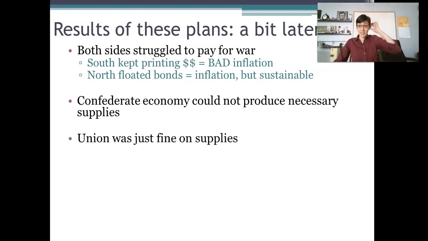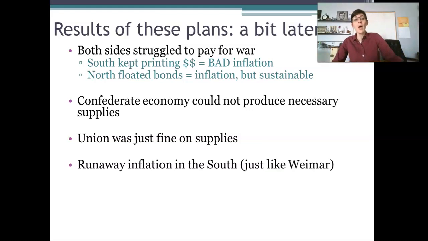Union was fine on supplies. They really had no problems in that arena. Runaway inflation in the South made these economic problems massively worse and made it that much harder to produce the supplies that they could produce.